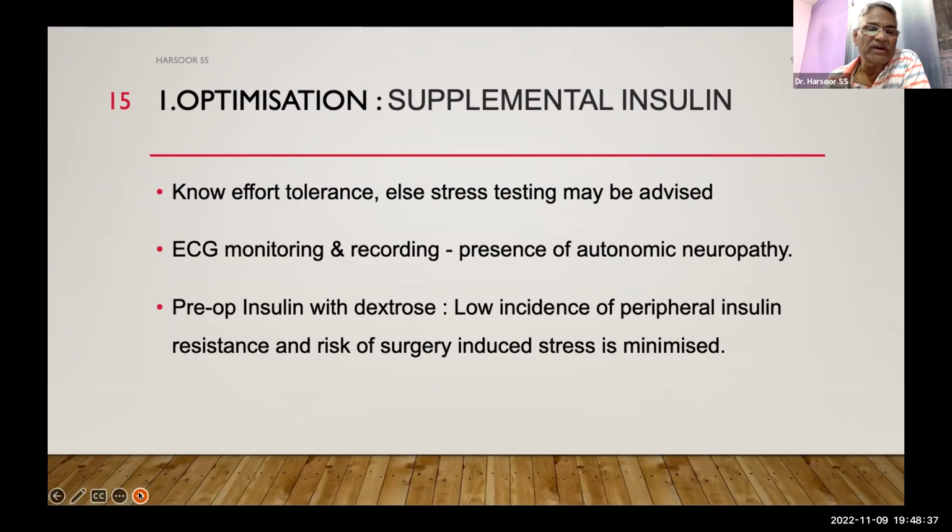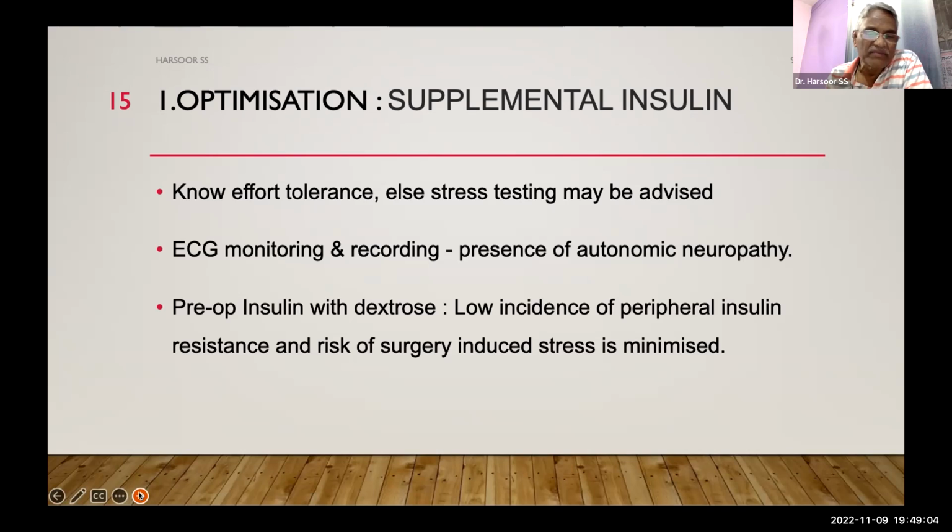And the next most important thing is the effort tolerance. If we can elicit the history by way of the patient's profession or household, domestic work, anything, if it is possible to elicit, well and good. Otherwise, probably stress testing may be necessary in these patients. And ECG monitoring and recording is required, because there is a possibility of autonomic neuropathy. So this will be very much helpful to us.